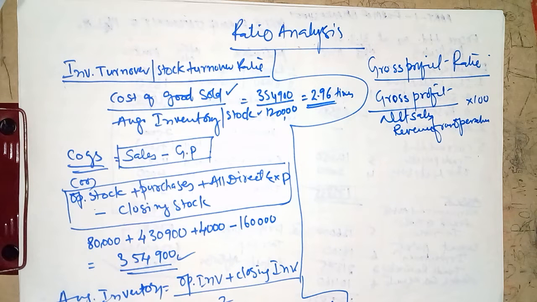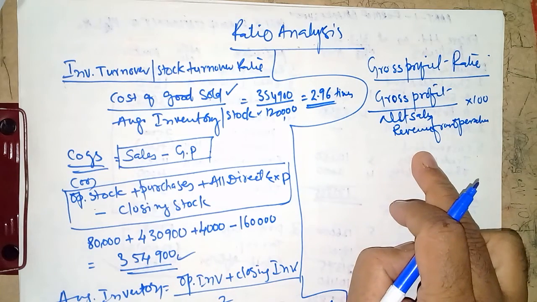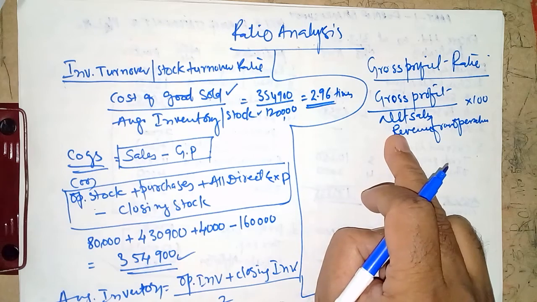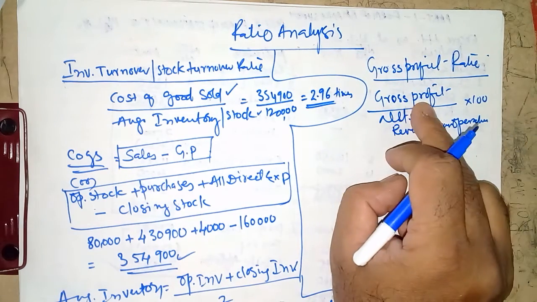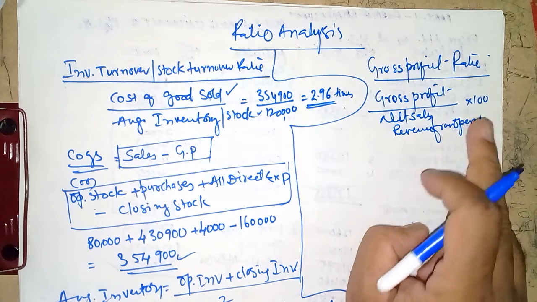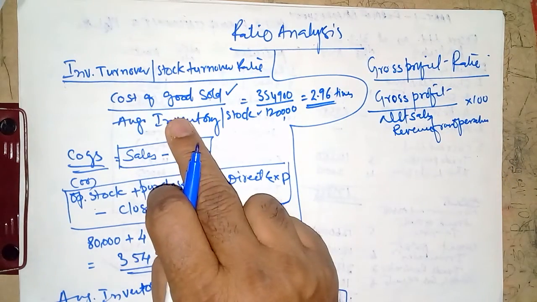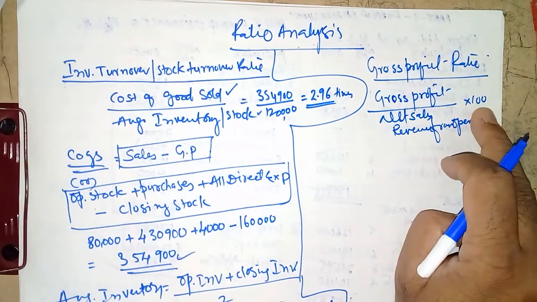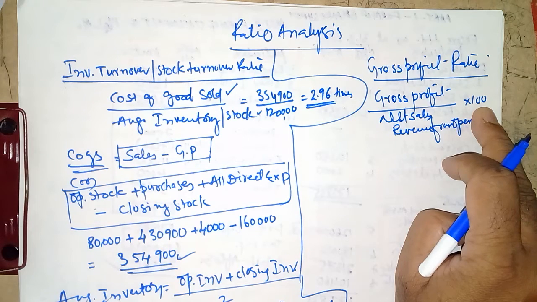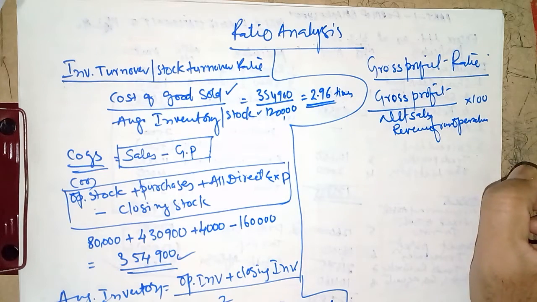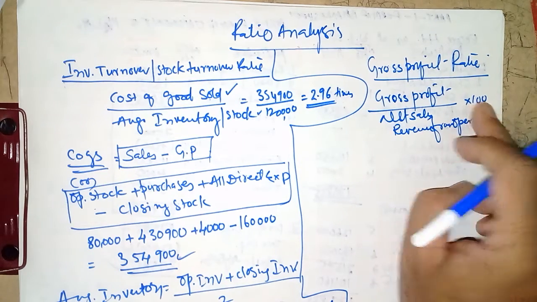While creating the formulas, you must bear in mind that you need to check the relevancy with the item. Here profit is associated with sales. That's the reason why the gross profit ratio formula is gross profit by net sales or revenue from operations into 100. Earlier we calculated the inventory turnover ratio in times. Here we are calculating in percentage, right?